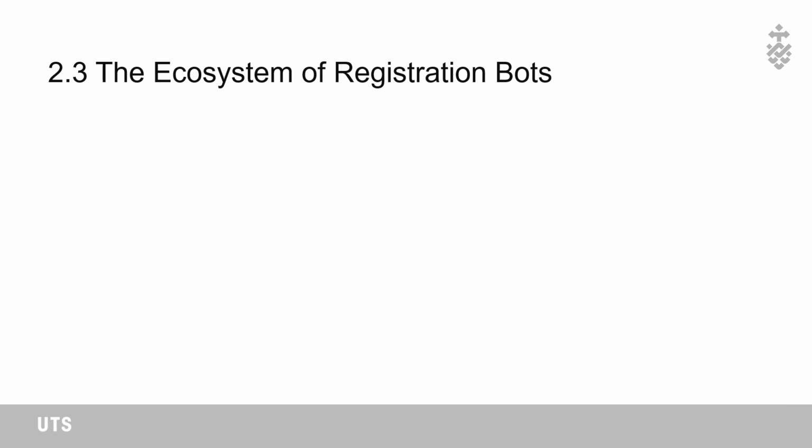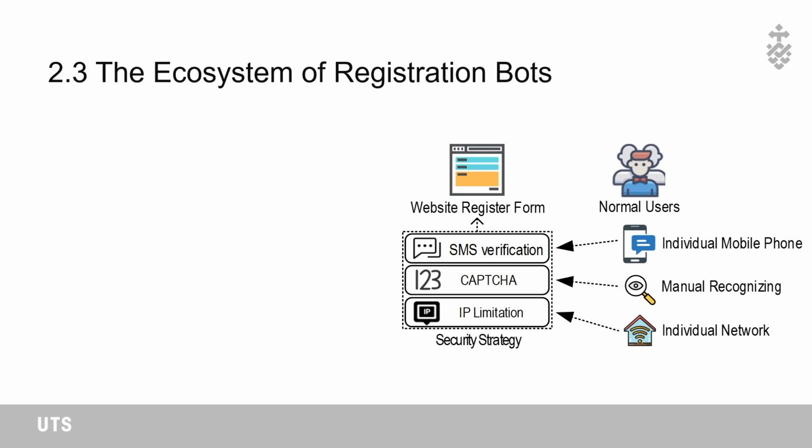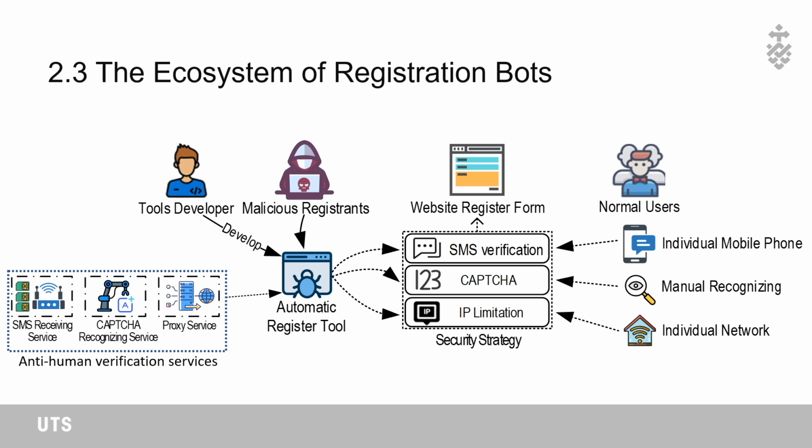Now it's time to have a look at the ecosystem. Normal users have to finish the verifications by themselves when they want to create new accounts. However, malicious registrants can use their tools to create accounts automatically. These tools may be developed by tool developers. With the help of anti-human verification services, these tools can bypass the verifications, and in the end, the account sellers will sell these accounts in underground markets. There is no doubt that anti-human verification services are the most important.